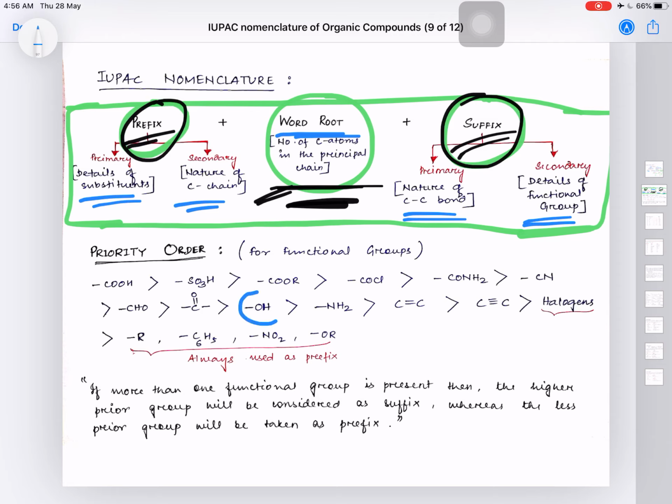Say you have an alcohol functional group and an aldehyde functional group. If you have such compounds where more than one functional group is present, you will be confused about which functional group to write in the suffix and which one in the prefix. For that, you have to use this priority order.